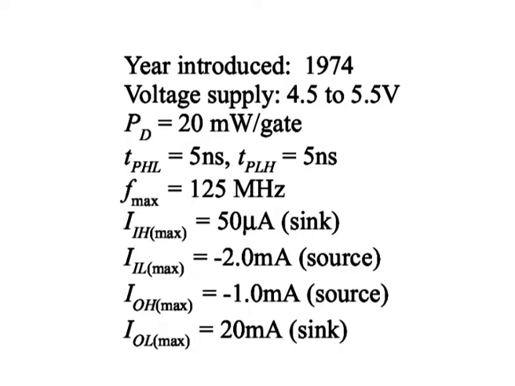The other parameters, which include PD is equal to 20 milliwatt per gate, TPHL and TPLH are given. F maximum is equal to 125 megahertz. IIH maximum is equal to 50 microampere. IIL maximum is equal to minus 2.0 milliampere. IOH maximum is equal to minus 1.0 milliampere at source and IOL maximum is equal to 20 milliamperes at sink.